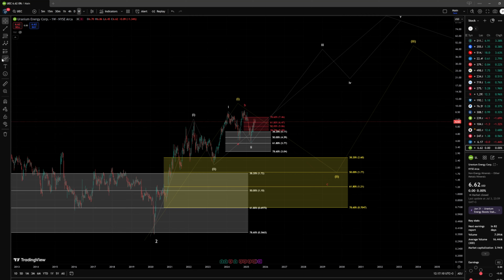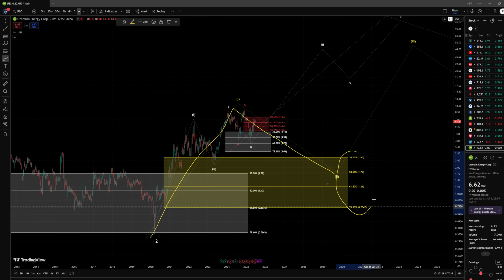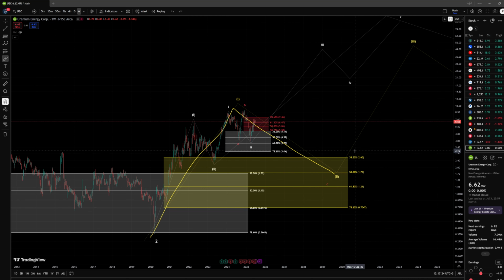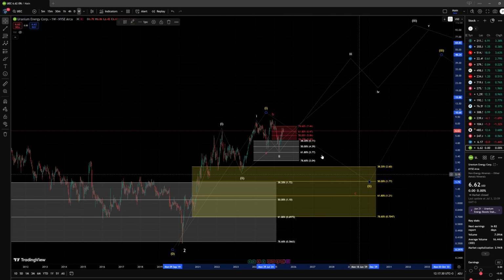Then we have the yellow scenario, in which we only completed a wave 1 up here, and then we are now in the wave 2, which should take us into the yellow support zone between $2.60 down to around 70 cents. We are still mainly tracking the white scenario until we do actually reach the yellow scenario.